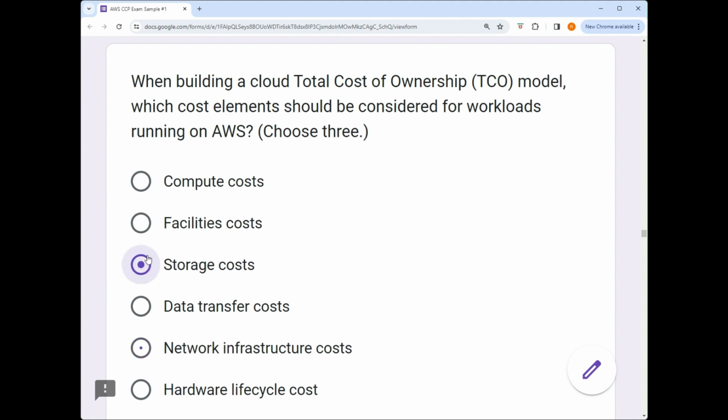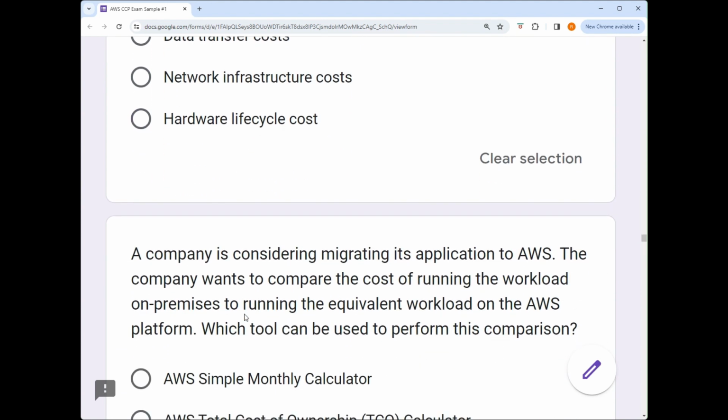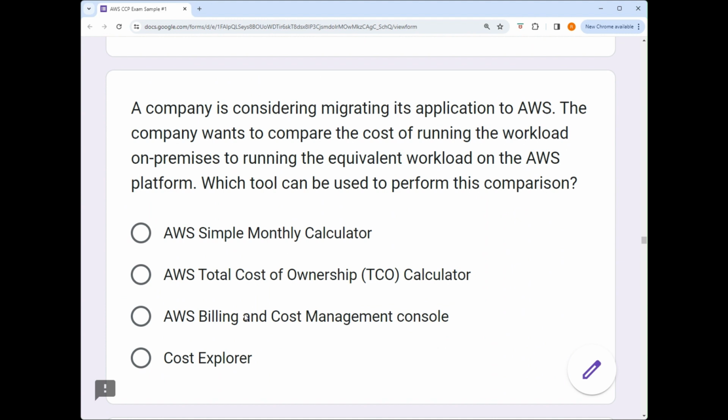A company is considering migrating its application to AWS. The company wants to compare the cost of running the workload on-premises to running the equivalent workload on the AWS platform. Which tool can be used to perform this comparison?